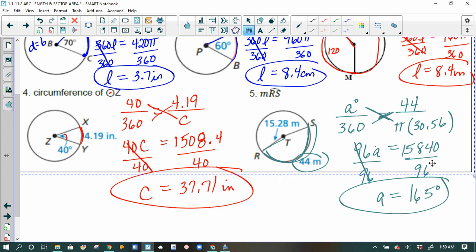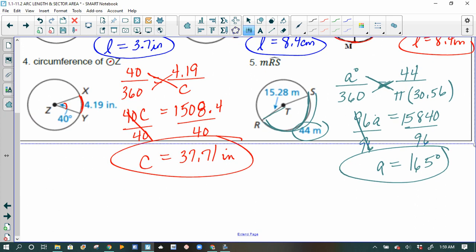So that's all you have to do. Plug those numbers into that formula. Arc length, or measure of the arc in degrees, over 360, arc length over circumference.